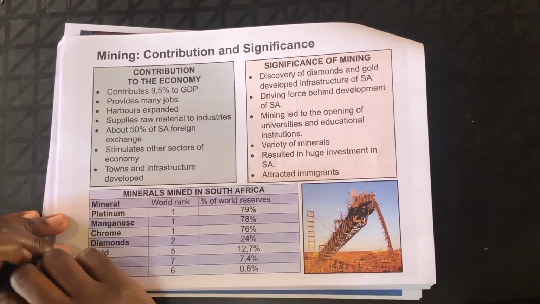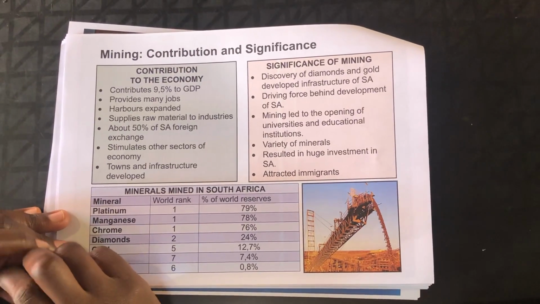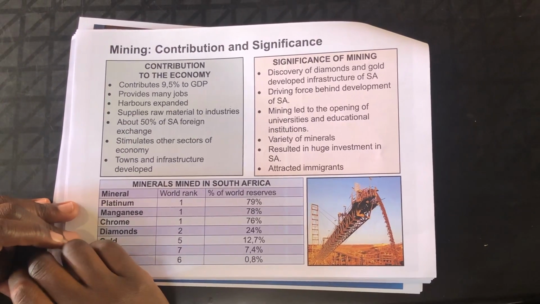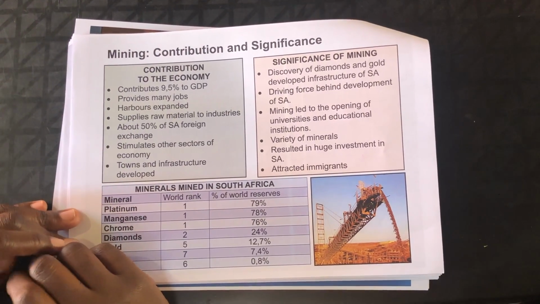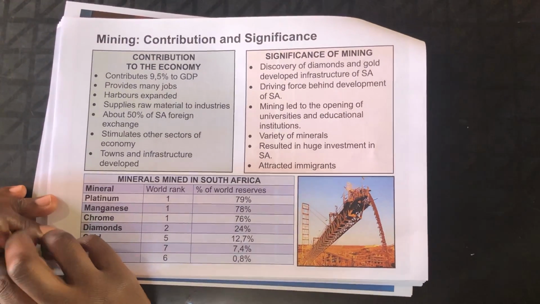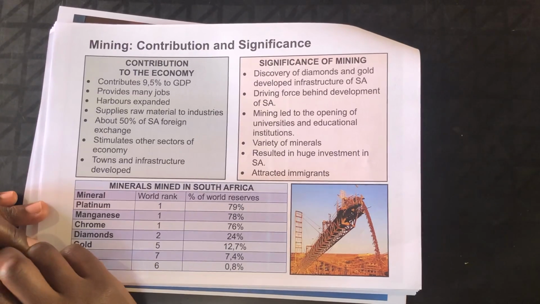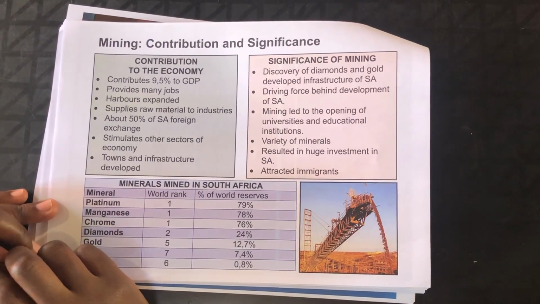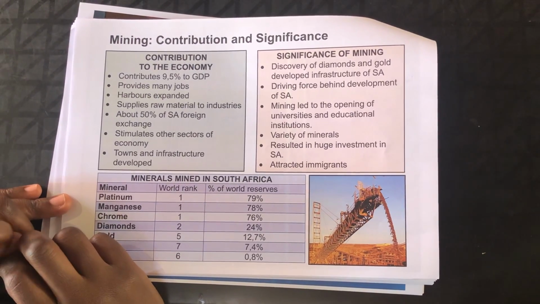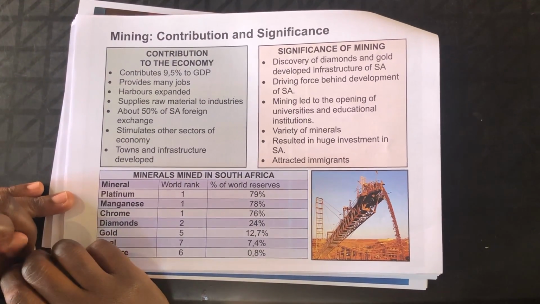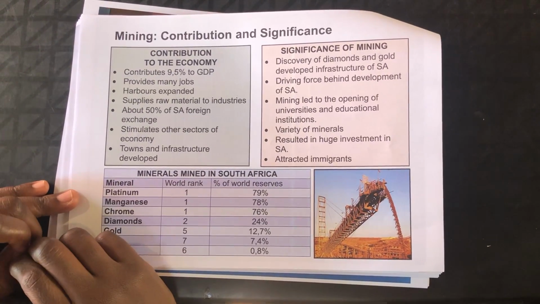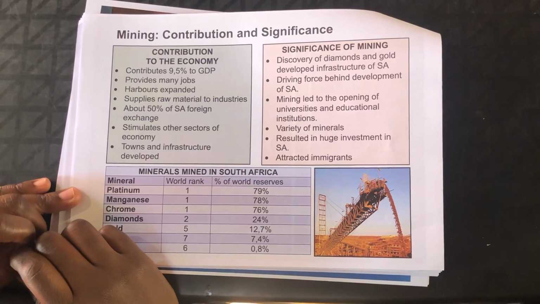It has provided jobs. It has expanded the harbors because we know that we are exporting some of these products. And mining has also produced some raw materials for our industries and has also led to a high increase in foreign exchange. Towns have also developed as a result of mining. For example, Rustenburg is as a result of mining. Even Johannesburg also started as a gold mine so many years ago.